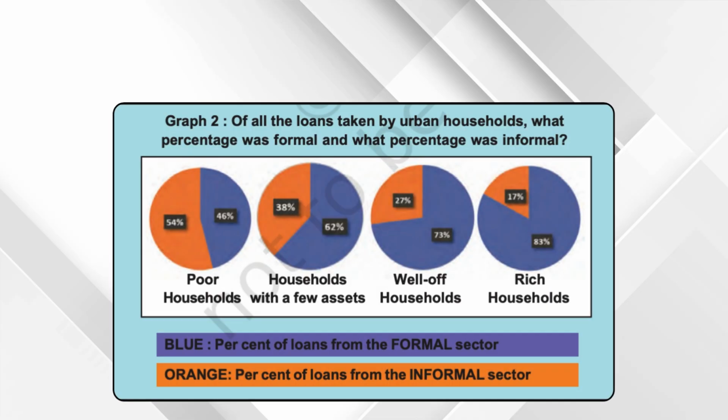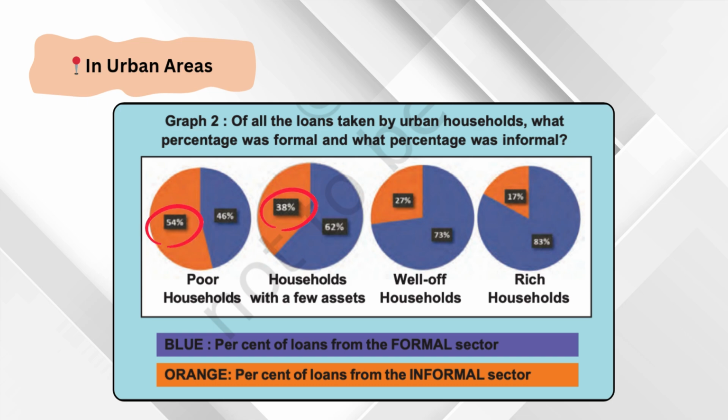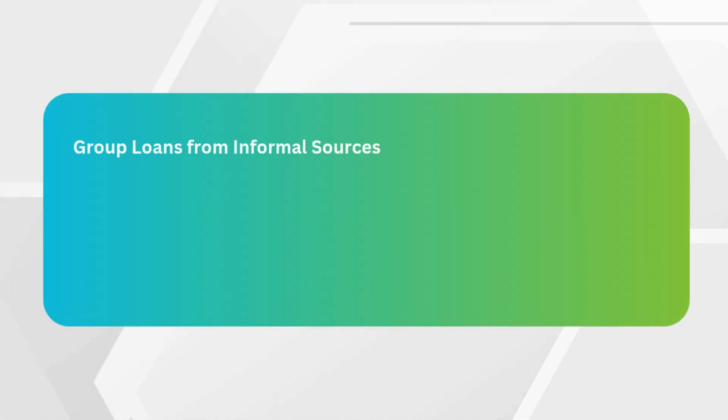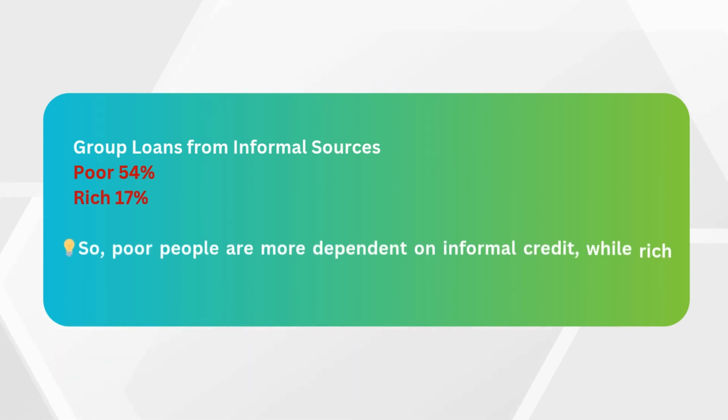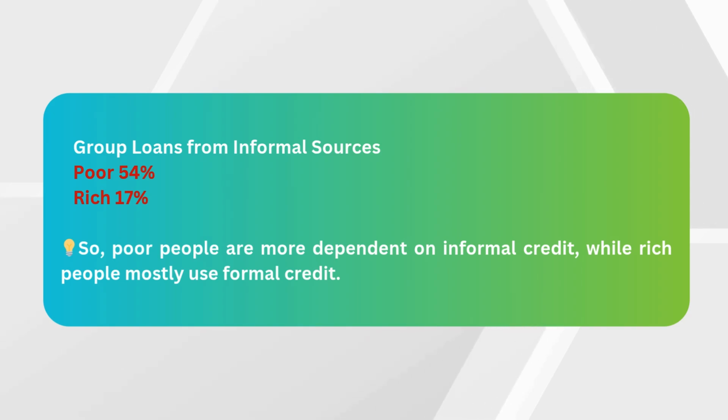Now let's look at this graph to understand the loan situation in urban households. 54% of the poor household have taken loan from informal sector. 38% of the household with a few assets have taken loan from the informal sector. 27% of well-off households have taken loan from informal sector, and only 17% from rich household have taken loan from the informal sector. So it's very obvious that the poor people are 54% and rich are only 17%. So poor people are more dependent on informal credit while rich people mostly use formal credit.